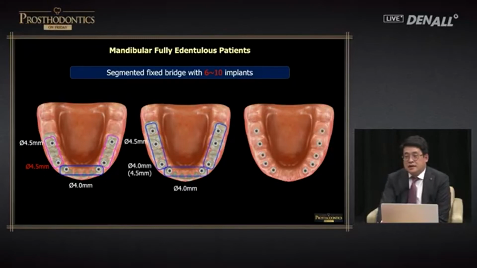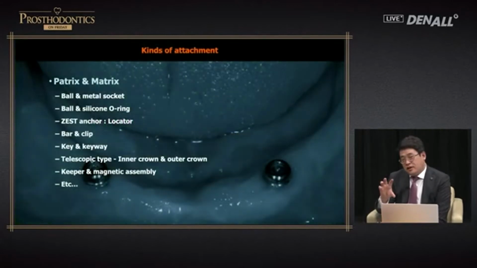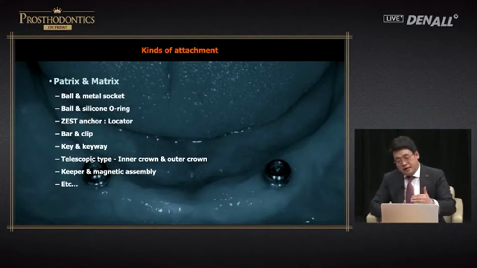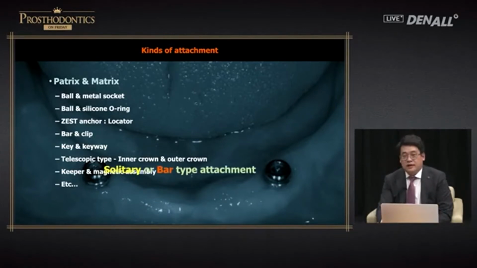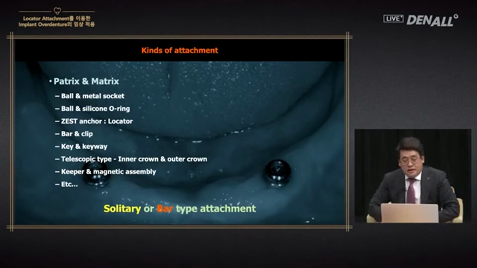When you do a bridge, for placement, I think you should increase the diameter of the implant. When we do overdenture, we need to consider the types of attachment. There are so many attachments available in the market, and some are not even on the list. When we classify them, it can be divided into the single type, in other words, the solitary type, or the bar type attachment, where implants are connected. It can be divided into 2, like this.